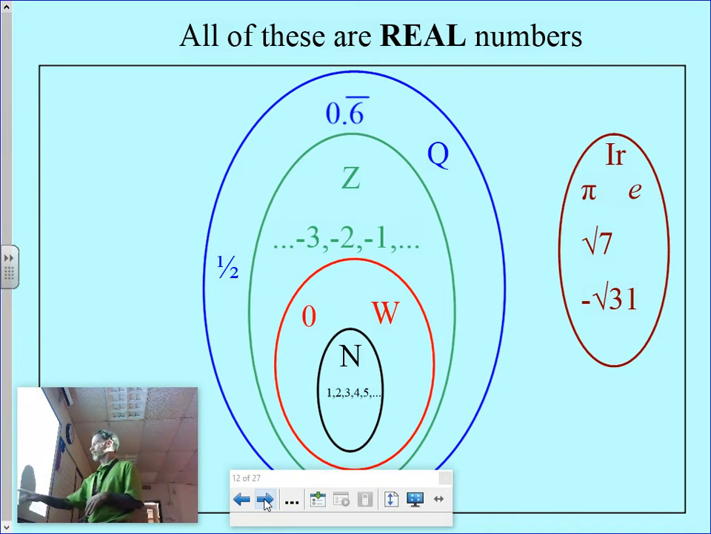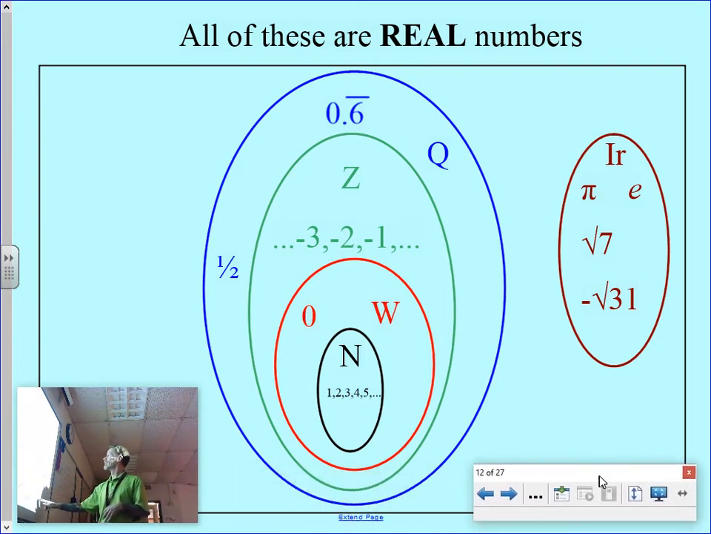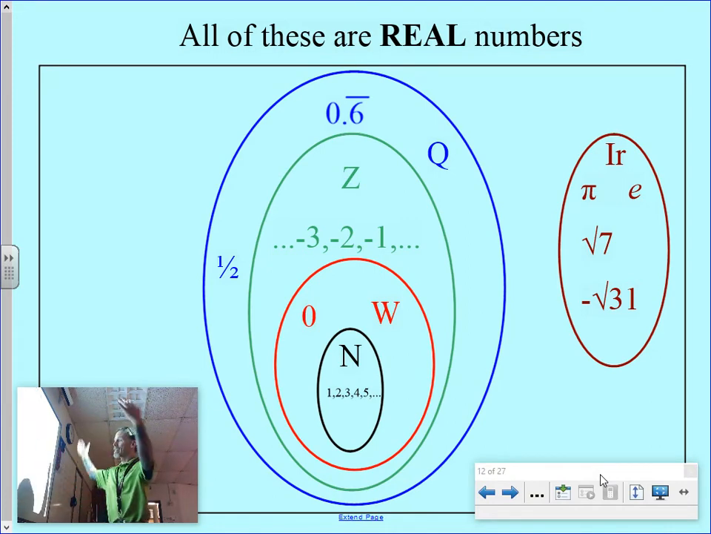Okay, and then on top of the whole thing, all of these things kind of put together are real numbers. Okay, and these are the ones that you have to know as far as classification wise. So all of these things together are all the real numbers.